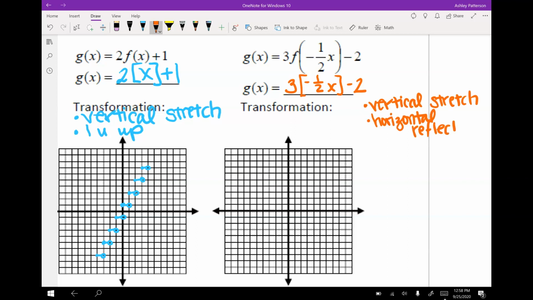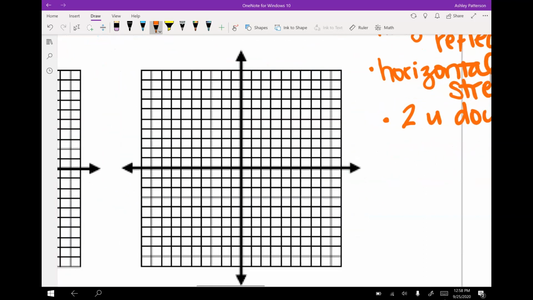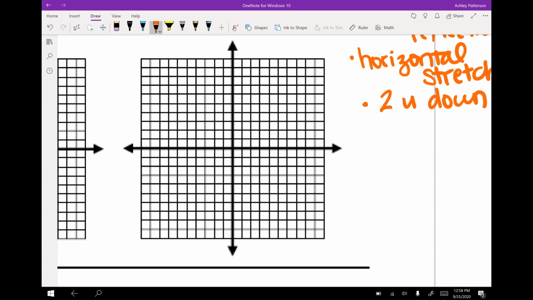And it's not just -1, it's -1/2. So the negative is a horizontal reflection. The 1/2 implies to take the reciprocal, so we are now 2. We are a horizontal stretch of 2, which is the step length. And then there's a -2 on the outside, which means we go 2 units down. Okay. We always need to have a starting point. So instead of (0, 0), we shift down 2 units, closed circle.